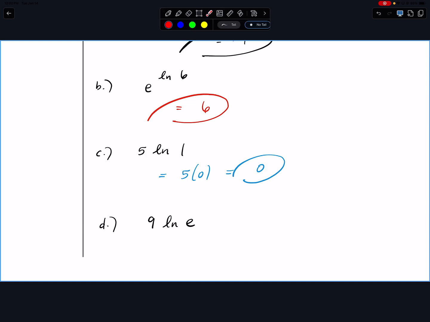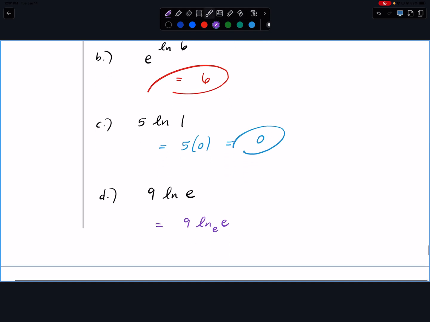Okay, guys, what's the base? E. So this is the same thing as 9 times the ln of base e of e. So remember, the answer to any logarithmic problem is the exponent that makes it true. So what power do I raise this to get e back? 1. So this whole thing right here that I'm circling is just 1. So this is the same thing as 9 times 1, which is 9.